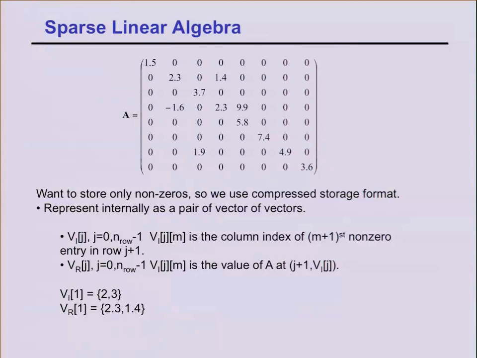So I have internally the VI of 1 is going to be, this is actually wrong. This should be 2 and 4, not 2 and 3. VR of 1 is going to be 2.3 and 1.4. Everything is zero based in C, so we're adhering to that and defining our vectors. Our vectors start at zero. So that's how we want to represent a matrix, as a vector of vectors of floats combined with a vector of vectors of ints.